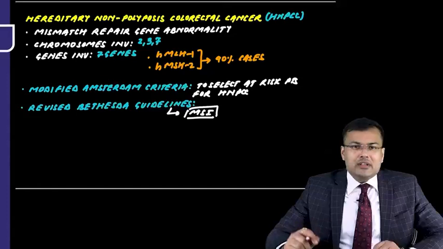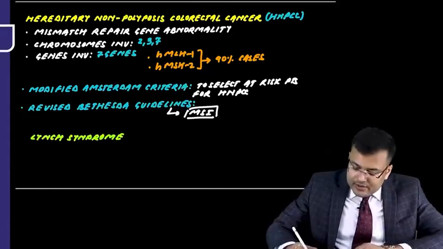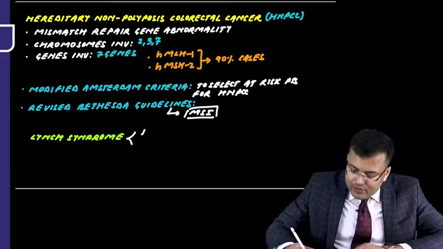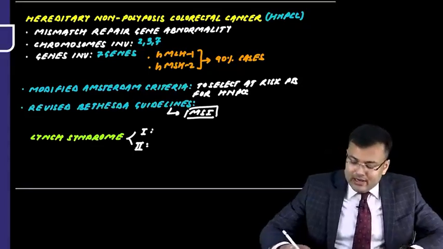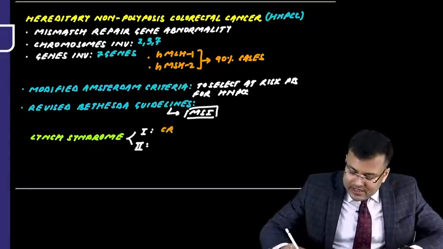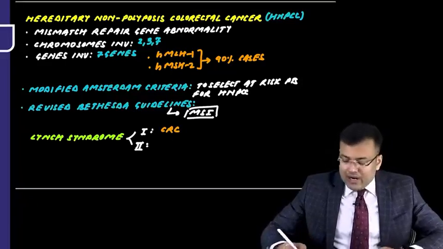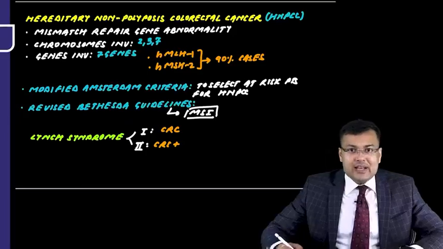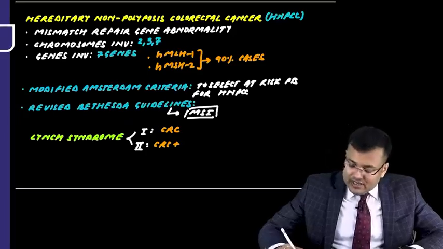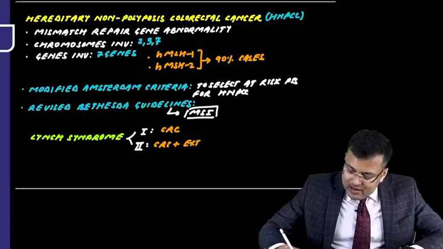You know what is the other name of HNPCC? Other name is Lynch syndrome. It is further divided into Lynch 1 and Lynch 2. What is Lynch 1 and what is Lynch 2? In Lynch 1, there is only one type of malignancy: patient is having colorectal cancer only. And in Lynch 2, apart from colorectal cancer, these patients are having extra-intestinal malignancy.